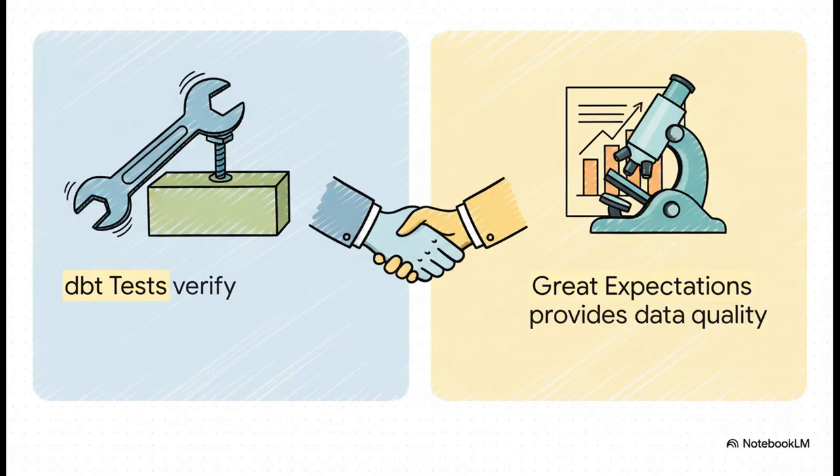Now, this is a super important point, so listen up. People sometimes ask, doesn't dbt already have tests? And yes, it does. But dbt tests and Great Expectations are not competitors, they're partners. Think of it this way. dbt tests check your recipe. Did I follow the SQL instructions correctly? Great Expectations checks the final dish. Is this data actually good and ready to be served? You absolutely need both to have a truly robust system.